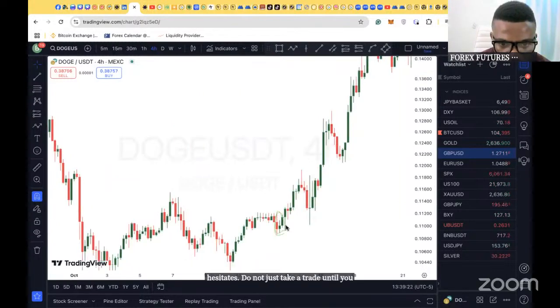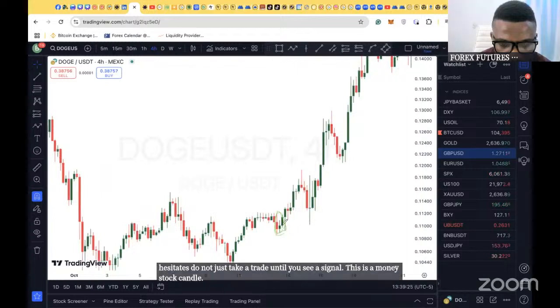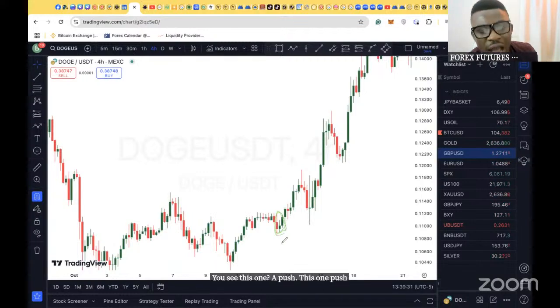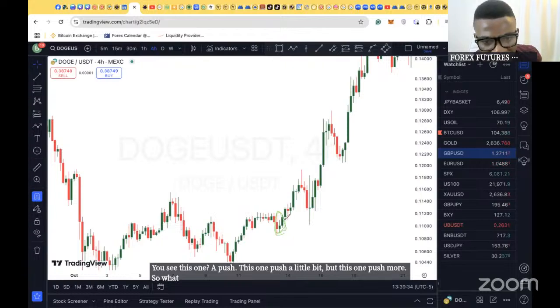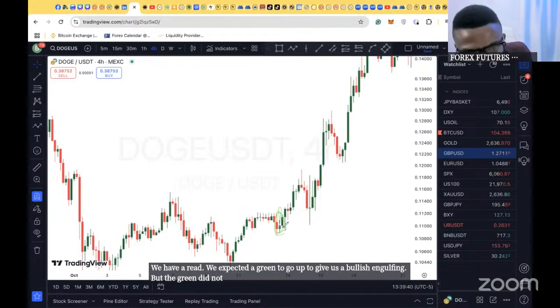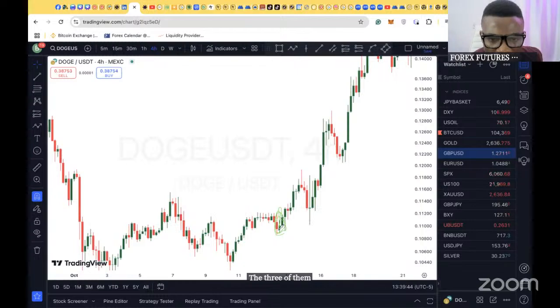This is a morning star candle. It's a 3 candle pattern: red, green, green. You see this one? A push. This one pushes a little bit, but this one pushes more. So what actually happened is that we have a red. We expected a green to go up to give us a bullish engulfing. But the green did not go up. The third green was the one that now started moving up. The 3 of them put together, we call it morning star.